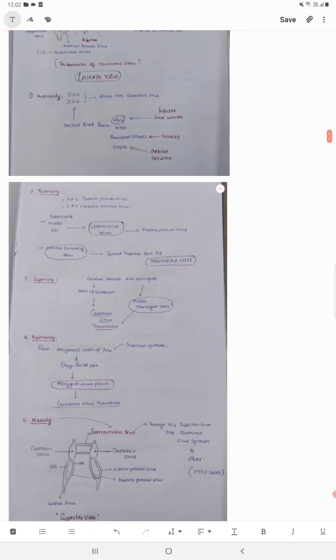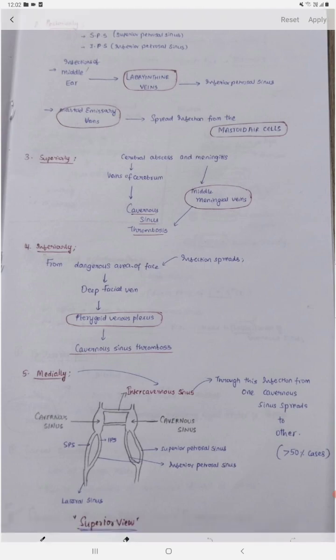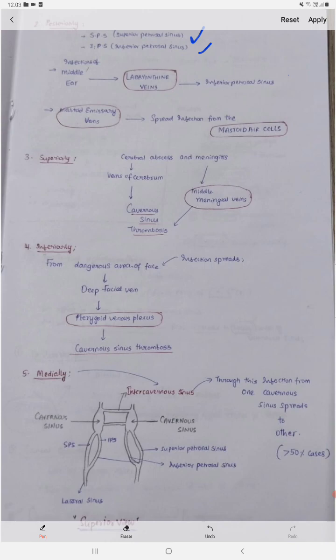Next, relations. We are going to discuss the posterior relations. The posterior relations are the superior petrosal sinus, the inferior petrosal sinus, and again the labyrinthine veins. Infections from the middle ear will go through the labyrinthine veins into the inferior petrosal sinus. And then we have another very important relation, the mastoid emissary veins.